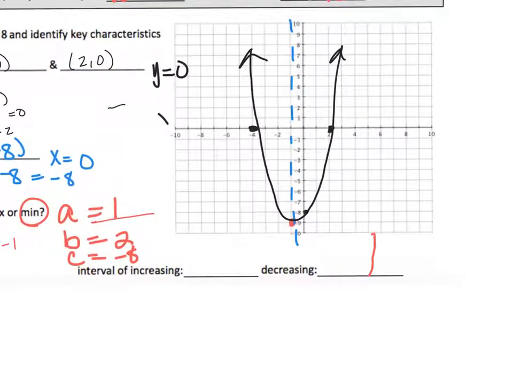Intervals of increasing, again, you should have a little guy up here on the left-hand side. He needs to go down first, so from negative infinity to negative 1, he is decreasing. Whoops, I wrote it in the increasing. Come on. And he is going to be increasing from negative 1 to infinity.